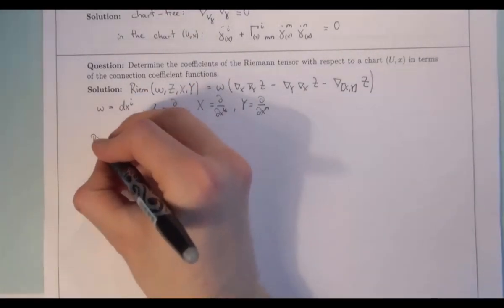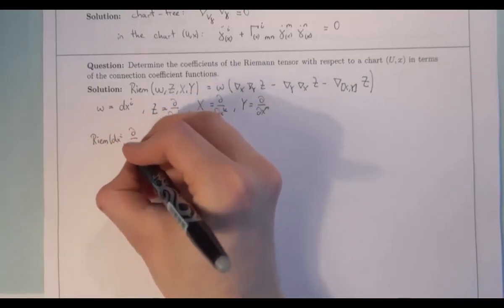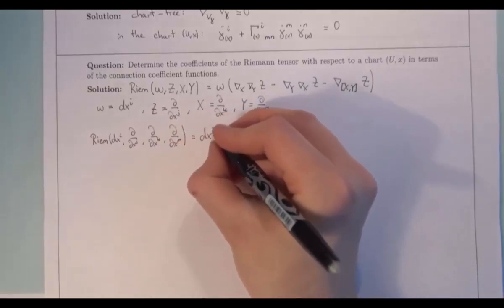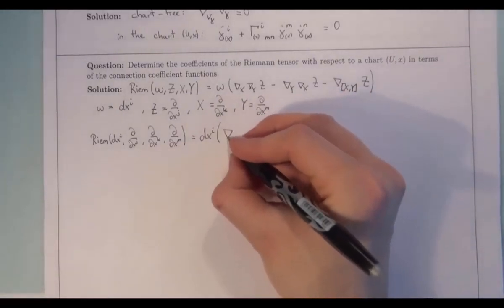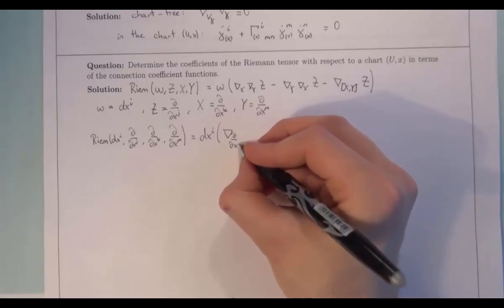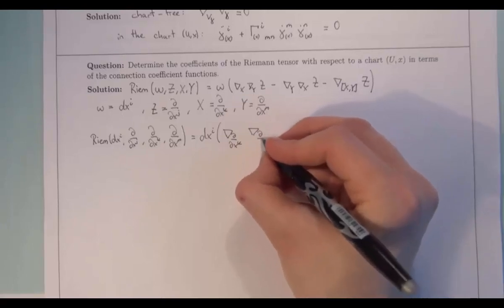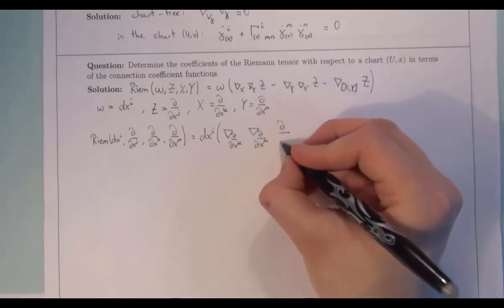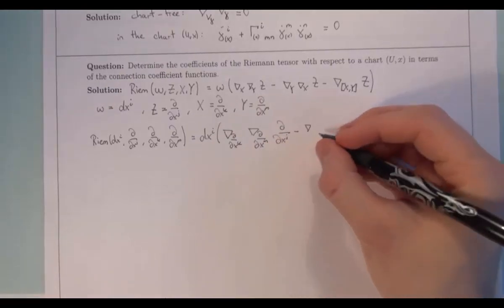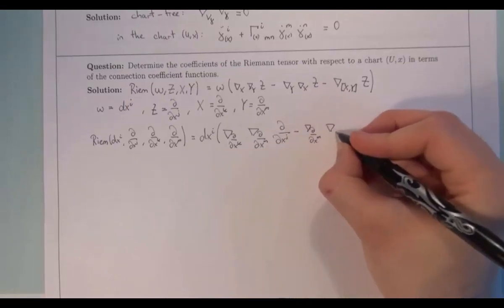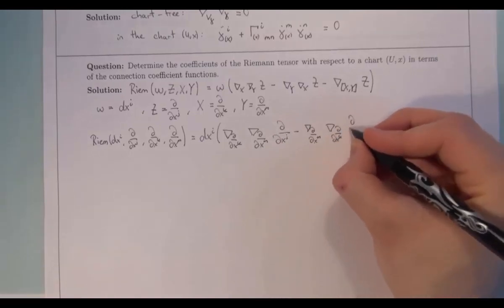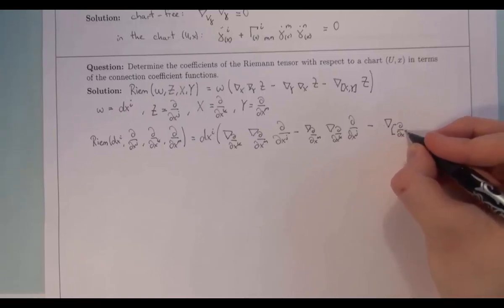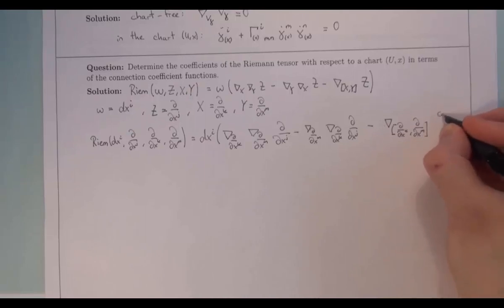So we find that Riem of del xi, del xj, del xk, and del xm is, so we just plug in, we have del xi acting on nabla with respect to del xk, nabla with respect to del xm acting on del xj, minus nabla with respect to del xm, nabla del xk acting on del xj, minus nabla of del xk commutator with del xm acting on del xj.